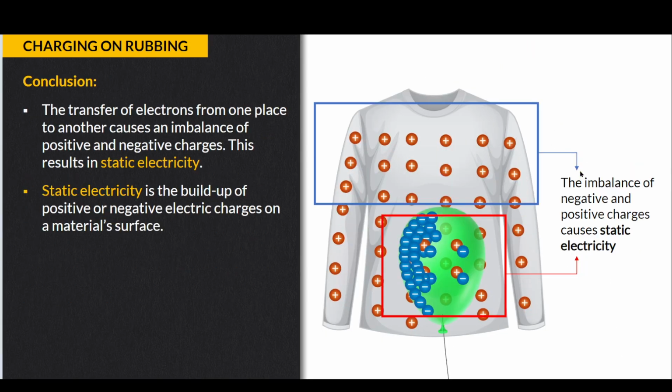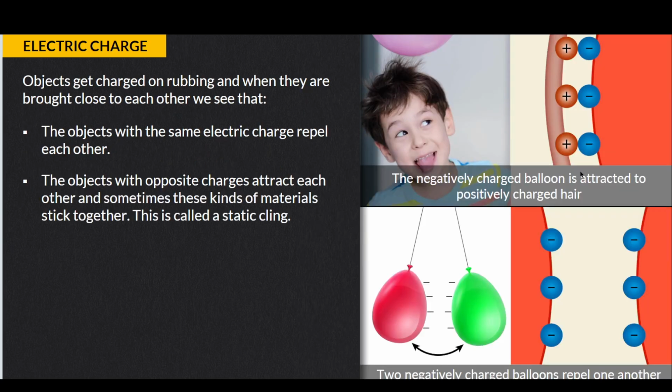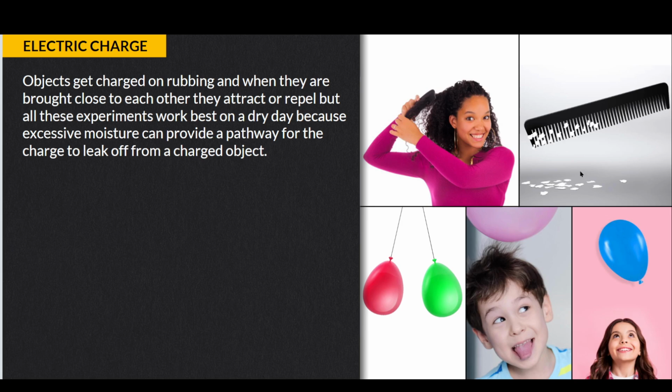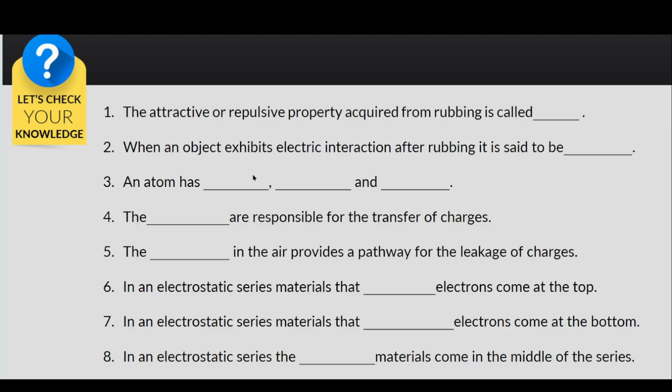Okay, so we have talked about the charges and how opposite charges attract and all. Now objects get charged on rubbing, and when they are brought closer to each other, they attract or repel. But all these experiments will work best on a dry day, because moisture can provide a pathway for charge to leak off from a charged object. Now you can just try these questions. You can pause the video and try these questions, and then I will be showing you the answers. You can check if you got it correct.